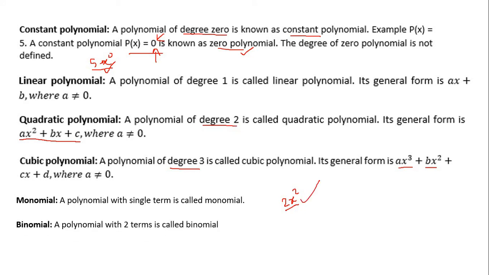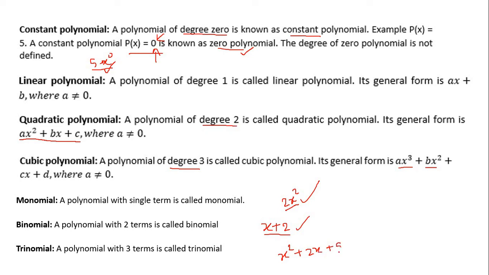Next, binomial. It should have two terms. Suppose I have written x plus 2; this will be a binomial. If a polynomial has two terms, it is called a binomial. In a similar way, a polynomial with three terms is called a trinomial. Suppose I take the example x square plus 2x plus 5; this will be a trinomial. So you can understand polynomials from this explanation.